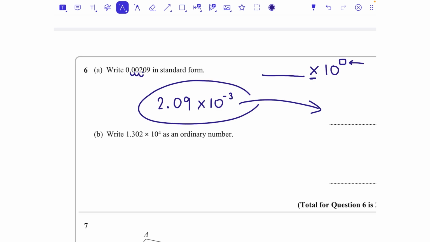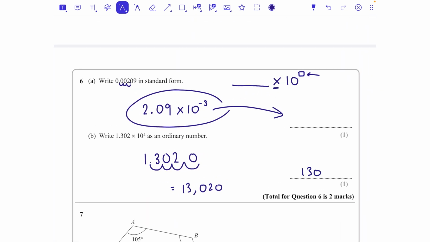For part B, 1.302 times 10 to the power of 4. Now 1.302, I'm going to times it by 10 4 times. That's a positive power, so we know we're just timesing by 10, we're not dividing by 10. So if I times it by 10 once, I'd get 13.02, so that's going to go there. Times by 10 again, times by 10 again, times by 10 again. And we'll put a 0 there to hold the place value. So this is going to be 13,020 as our answer. So 13,020 goes there, and 2.09 times 10 to the power of minus 3 goes there. 1 mark for each of those.